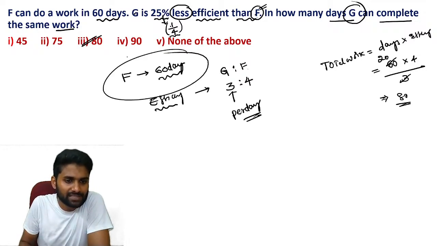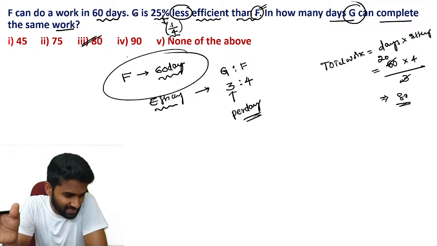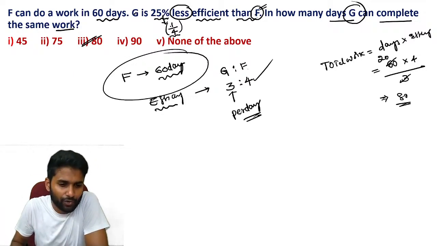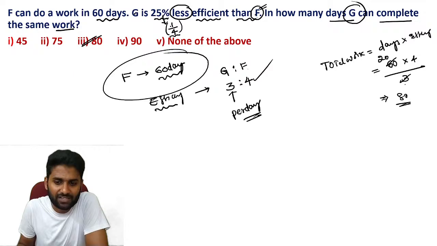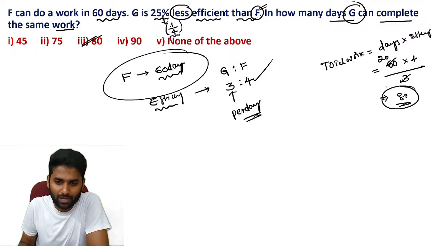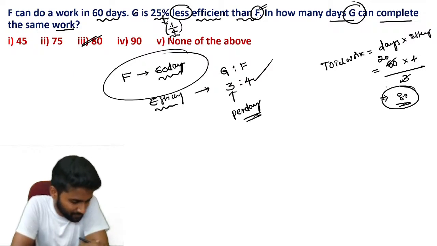Now the comparison says that F takes 60 days, right? Every day F completes 4 units. He works for 60 days, so the total work is 60 into 4. Now we assign the same work to G. What is G's efficiency? 3 units. 60 into 4 divided by 3 is equal to 80 days. Now clear again?